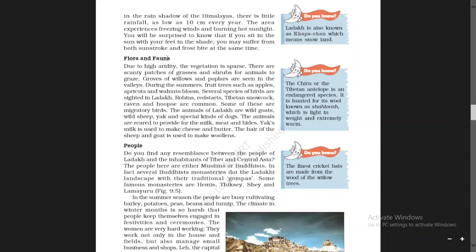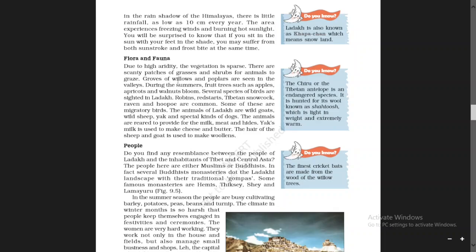Now let us see the flora and fauna of that area. Due to high aridity, the vegetation is sparse. It is because of the extremely dry conditions. The vegetation is very little here. There are scanty patches of grasses and shrubs for animals to graze. Small areas of grasses and shrubs are there. Shrubs are woody plants smaller than a tree, for animals to graze on.